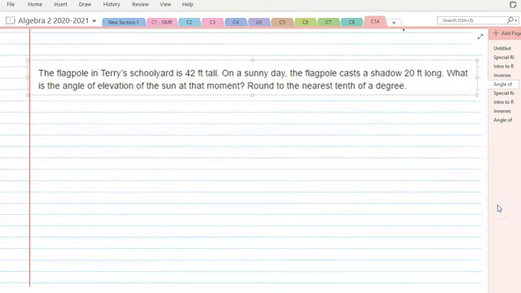For the next one, we have the flagpole in Terry's schoolyard is 42 feet tall. On a sunny day, the flagpole casts a shadow of 20 feet long. What is the angle of elevation? So now we're finding the angle of the sun at that moment, and they want us to round to the nearest tenth of a degree. As always, draw a picture.